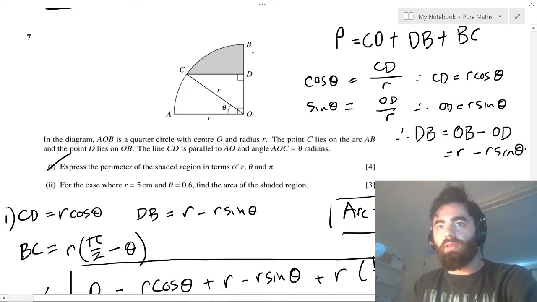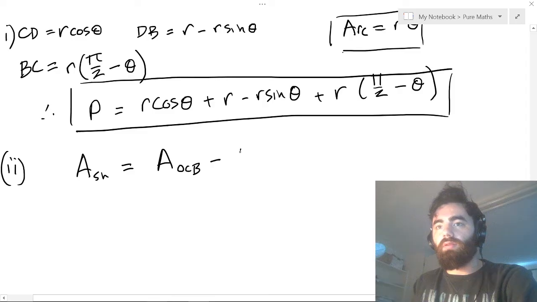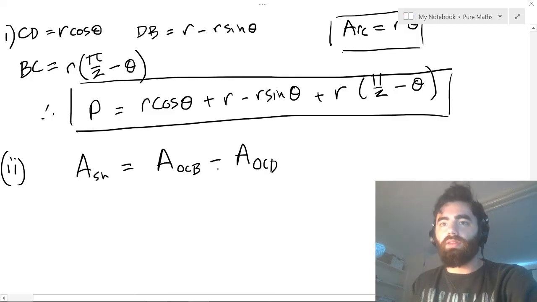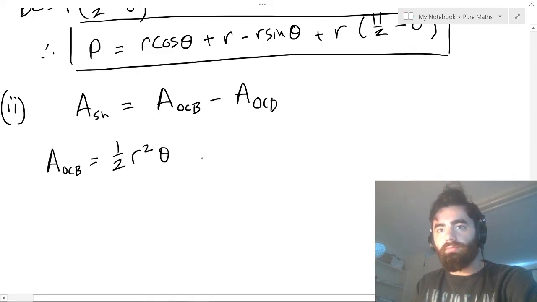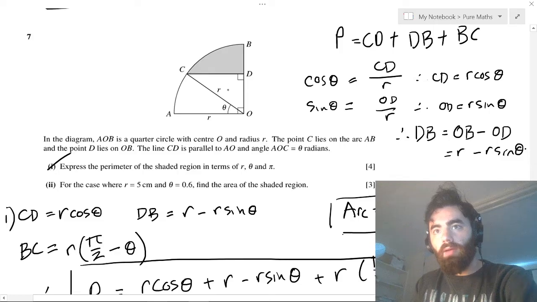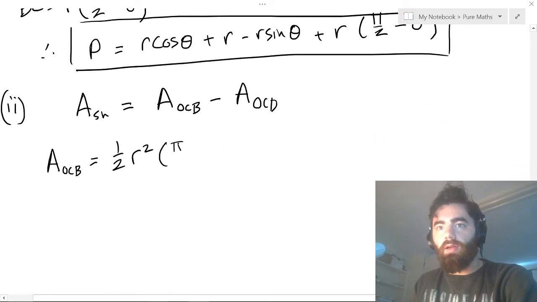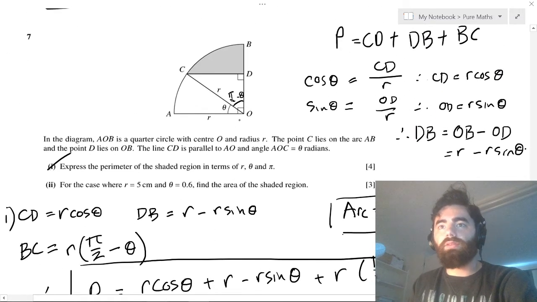So this whole thing minus the area of this triangle OCD. So let's work these things out individually. Well, the area of OCB is going to equal a half, this is from your formula again, r squared, but remember our theta is pi over 2 minus theta. So this is times pi over 2 minus theta. Yeah, so that's just that.